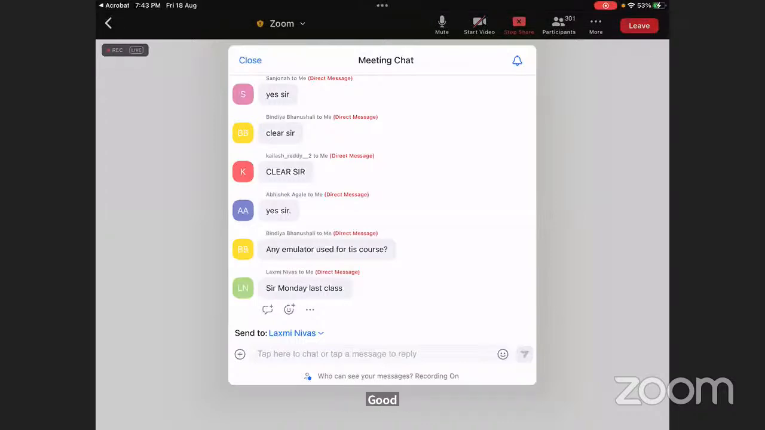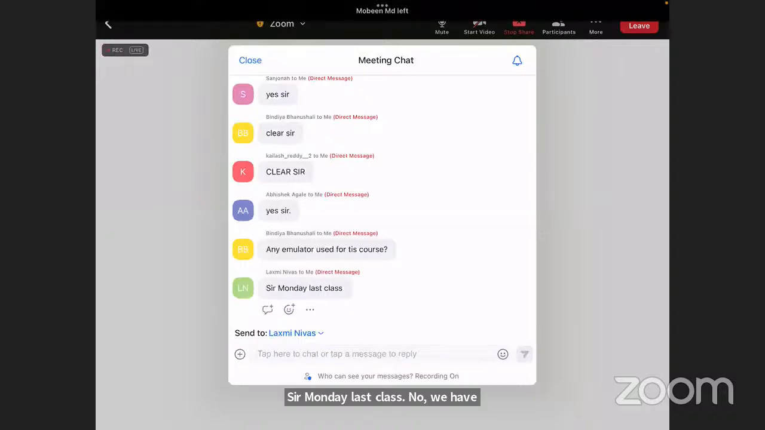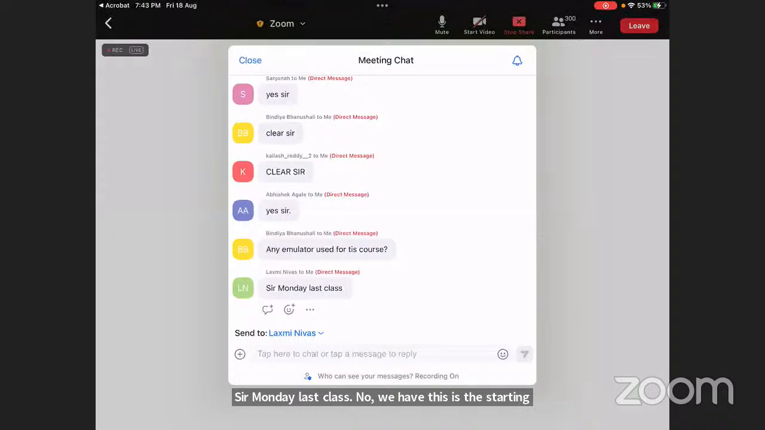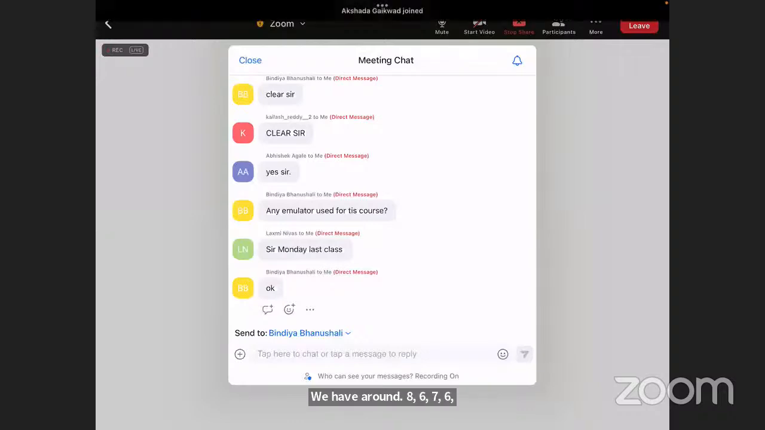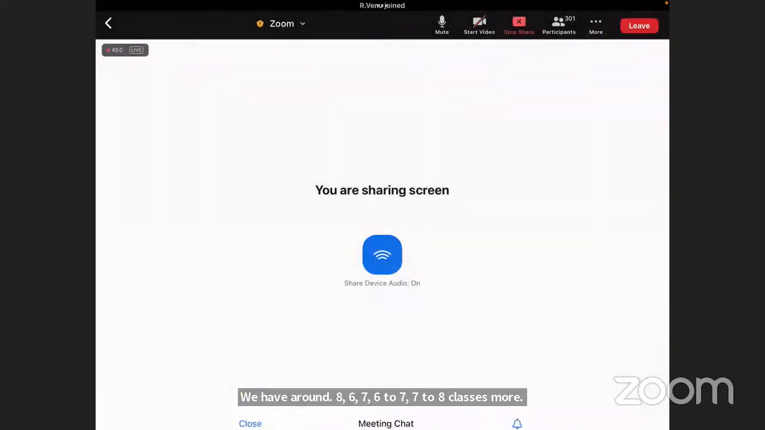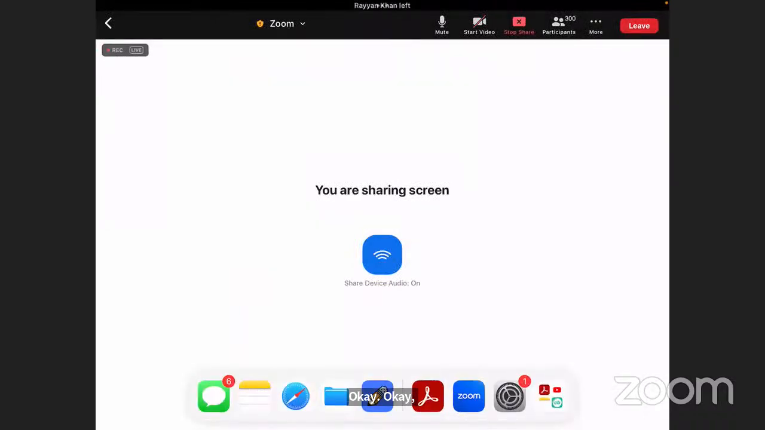Sir, Monday last class? No, this is the start. Any emulator used for this course? Yes, we will be using emulators. We'll do Raspberry emulation and some device emulation also, because we will be working on a use case scenario where you will have an emulated device, an emulated or simulated Raspberry Pi, and cloud. All these 3 things will have involvement. Monday is not the last class; we have started, and we have around 7 to 8 classes more. Okay, now anything you want to discuss on this part?